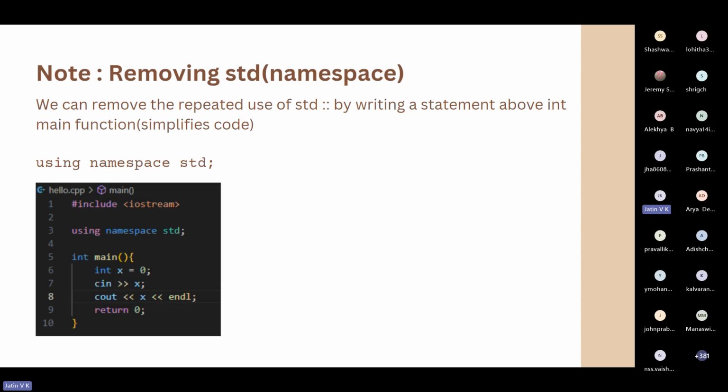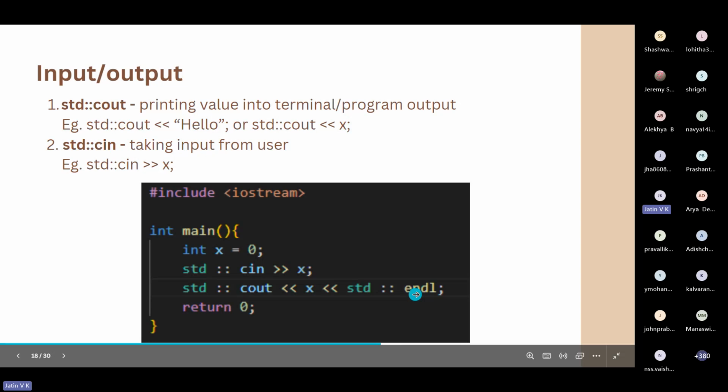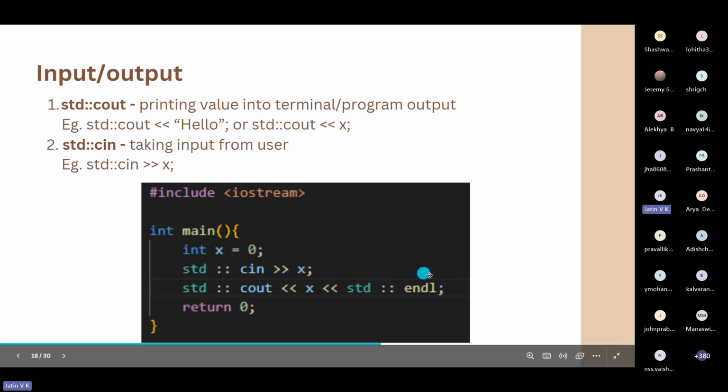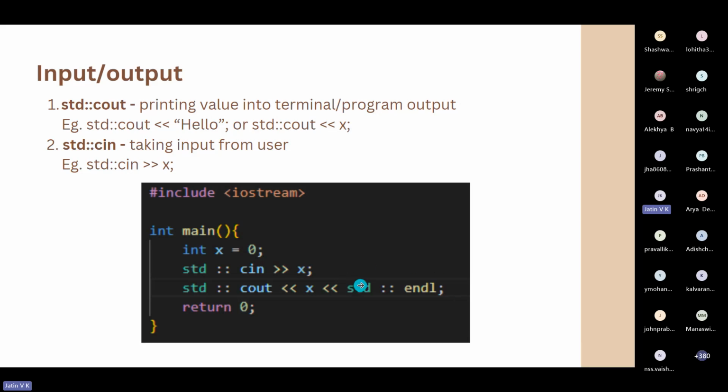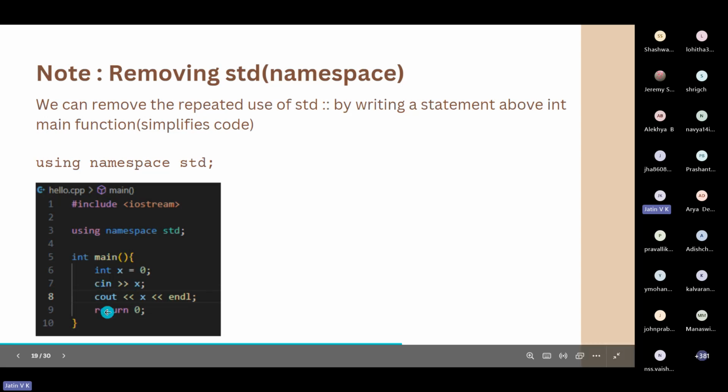But basically, if you do this, you can avoid typing std:: every time you want to do an input-output operation, or even this endl. This endl operation actually just moves your cursor in the terminal to a new line. It's exactly like pressing enter, but you're telling the program to do it. So you can see that after using namespace std, the code becomes much shorter. You just need to write cin, cout, and endl.